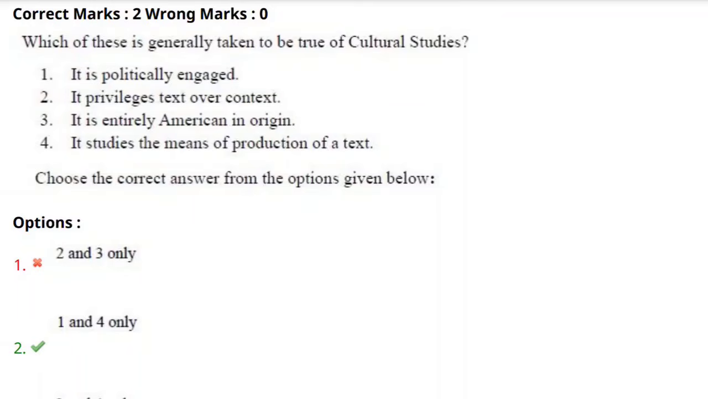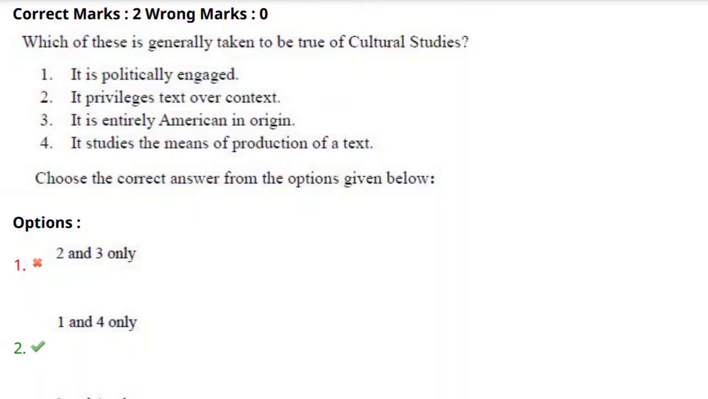Yes, when it comes to the first option, it is politically engaged, which is correct. So in cultural studies, most of the proponents of cultural studies critiqued power structures and examined how culture intersects with politics. Yes, the intersection of politics and culture was studied by most of the critics, most of the proponents of cultural studies.